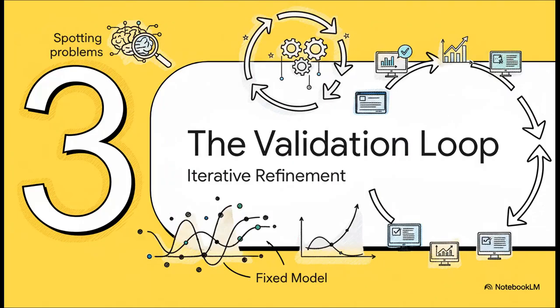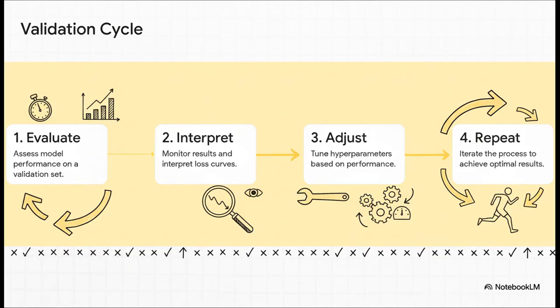Spotting a problem like overfitting is one thing, but how in the world do you fix it? Well, this brings us to the very heart of the evaluation process, the validation loop. This is where we stop just testing the model and we start actively making it better. This whole thing is an iterative cycle of refinement. It's kind of like a sports team running practice drills over and over before the big game.